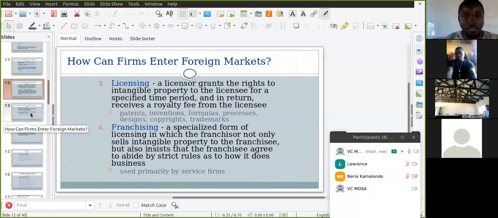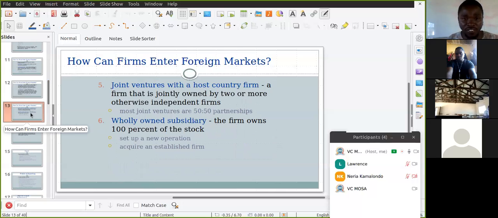Moving on to slide 13. We have joint ventures as another mode as well. A firm that is jointly owned by 2 or more otherwise independent firms. So like you decide to come together with a partner abroad and do business just like that. Wholly owned subsidiary. The firm owns 100% of stock. Like this is your own setup. You establish yourself 100% and everything is accrued to you. So like you set up a new operation, acquire and you establish the firm.